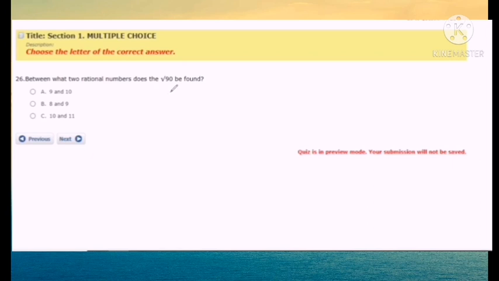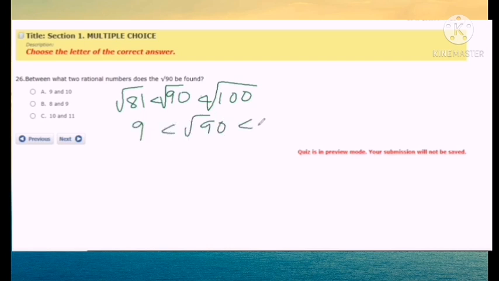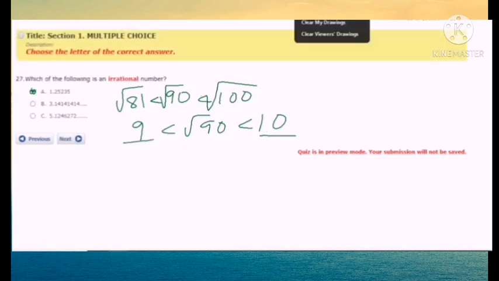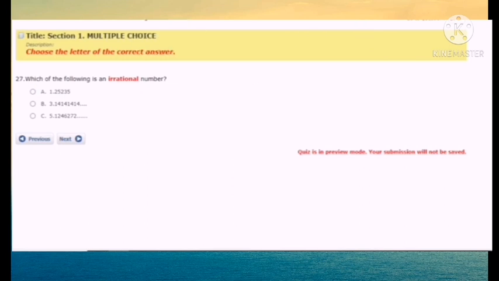Okay, so square root of 90, first, 90 can be found between what two perfect squares? So it's between 81 and 100. If I get the square root of each of these, square root of 81 is 9, and square root of 100 is 10. So it's between 9 and 10, so it's letter A. Number 27, which of the following is an irrational number?